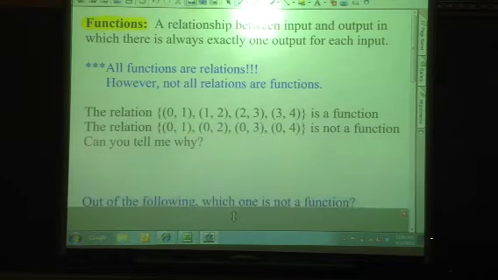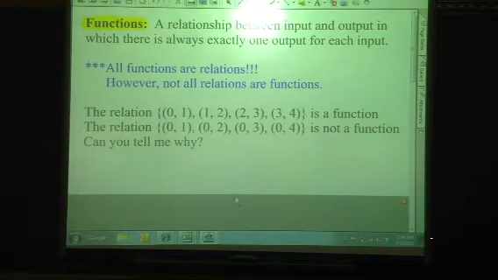So I've got two examples here. The relation (0,1), (1,2), (2,3), (3,4) is a function, but the relation (0,1), (0,2), (0,3), and (0,4) is not a function. They are both relations, but only one is a function. And that goes back to our definition, where exactly one output for each input.